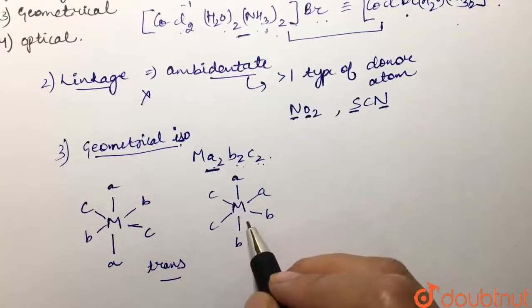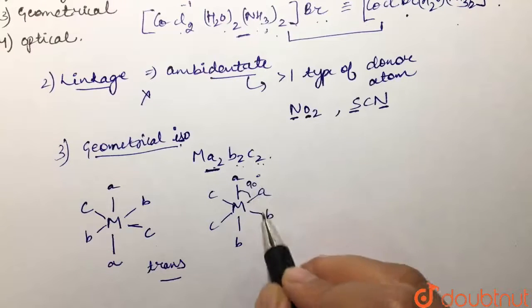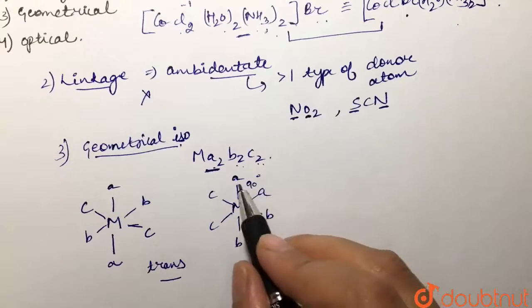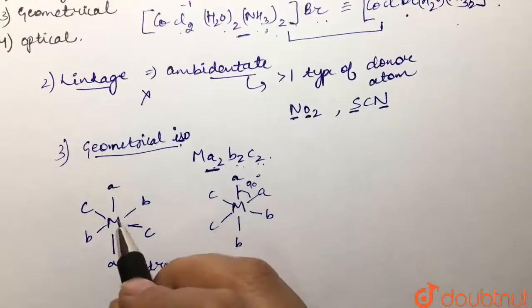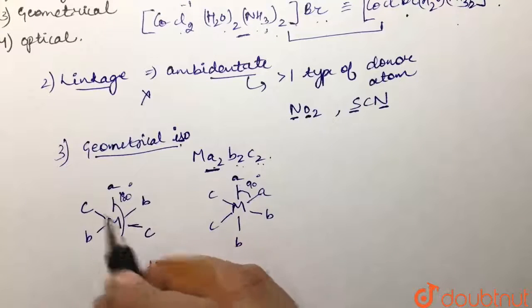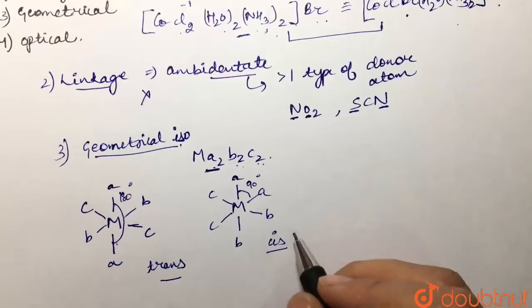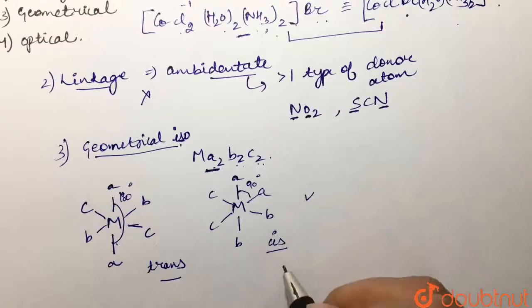How do we determine cis and trans? In case of cis, we have an angle of 90 degrees. All have an angle of 90 degrees with each other: A with A, B with B, C with C. Over here in the trans case, they have an angle of 180 degrees: A with A, B with B, and C with C. So this is our cis case, whereas this is our trans case. So geometrical isomerism is possible, and this is the correct option.